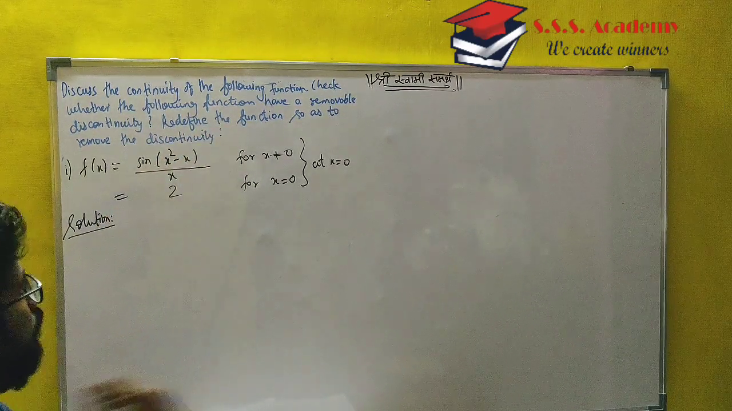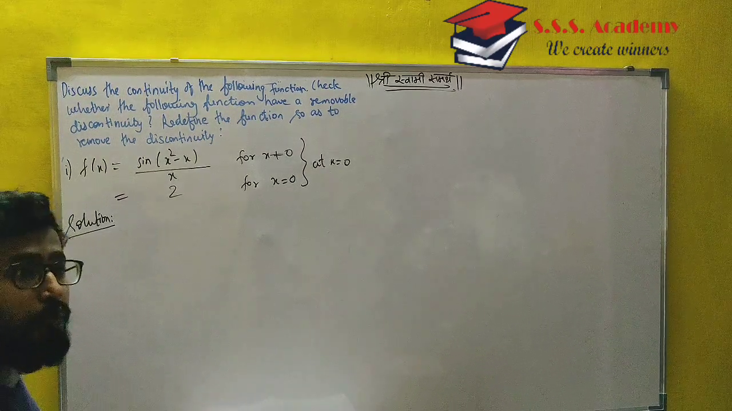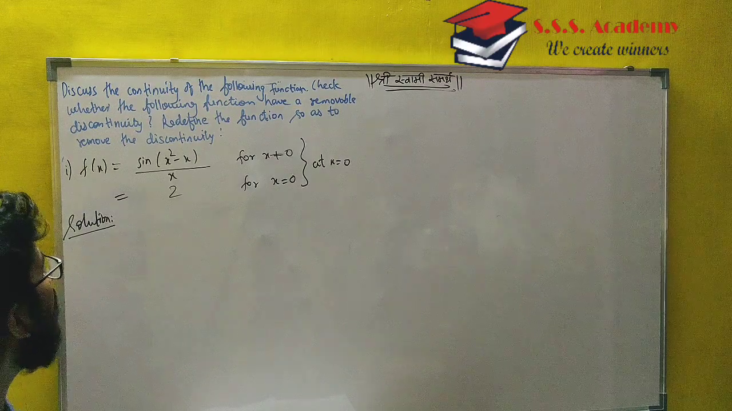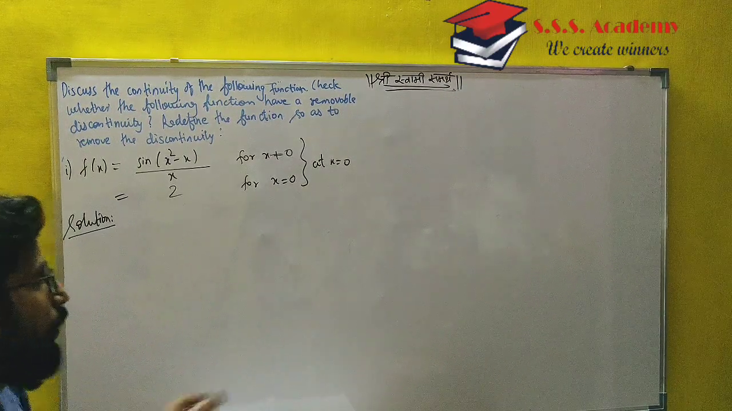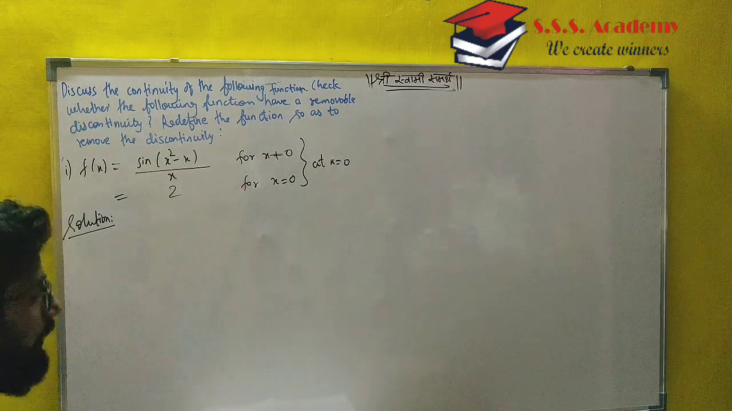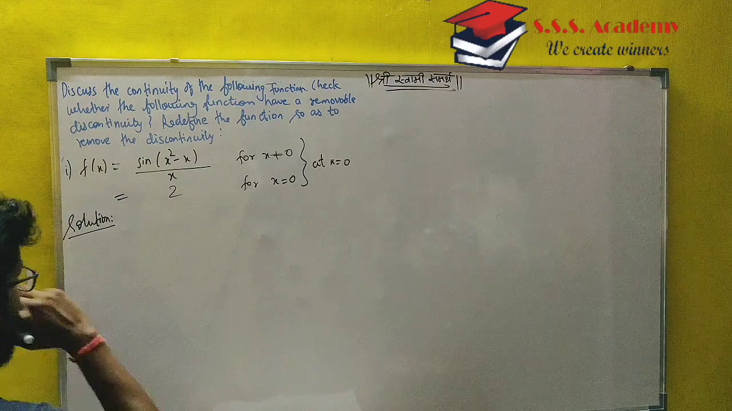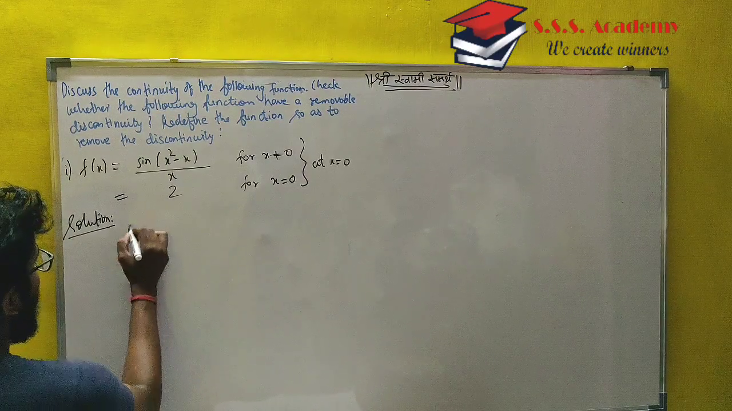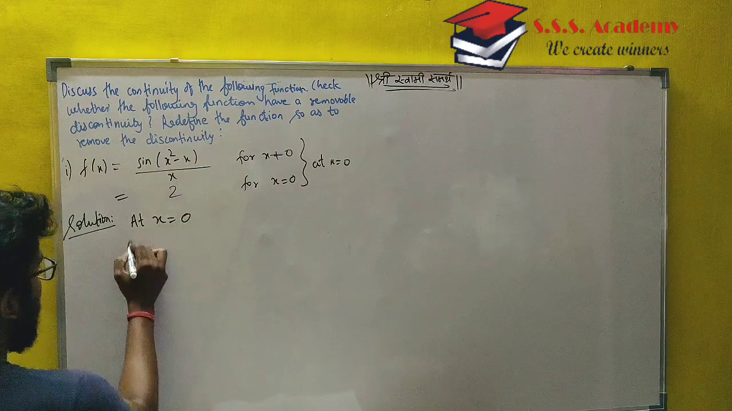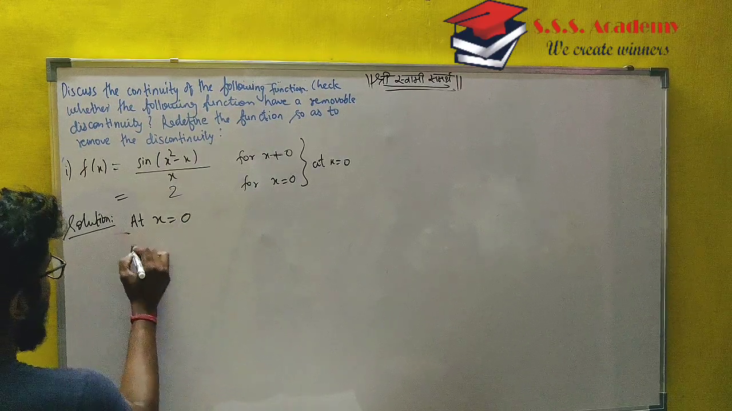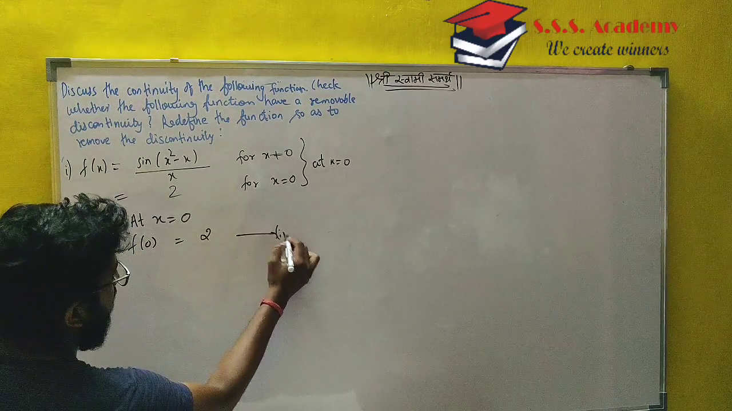So let's go step by step, and at the end of this solution we'll come to know for which function a removable discontinuity exists or not, and how we are going to redefine. So first we are going to check its continuity, at the point x equals to 0. First of all, f of 0 is given, we'll keep it equation 1.